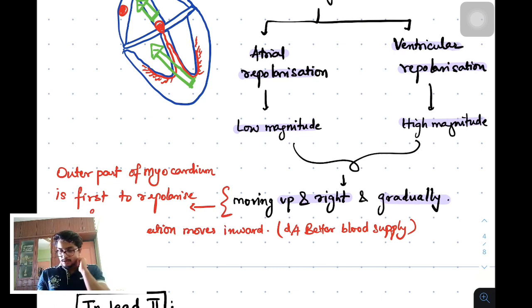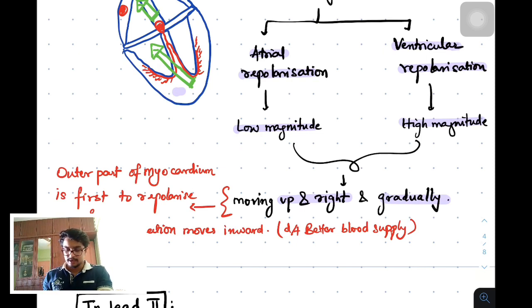So why is this vector moving up and right? We saw that depolarization in the ventricular myocardium happens from inside to outside in a radial fashion. I discussed earlier that the last part of the ventricle to depolarize is also the first to repolarize. So the last to depolarize is the outer myocardium, so the outer myocardium will be the first to repolarize, and from there the repolarization wave will move inwards towards the inner ventricular myocardium. Why is it happening like that?